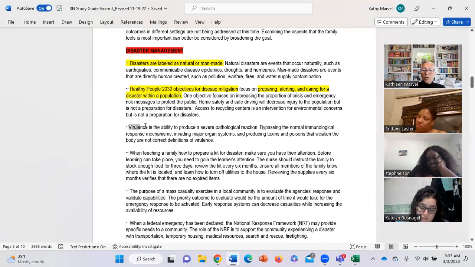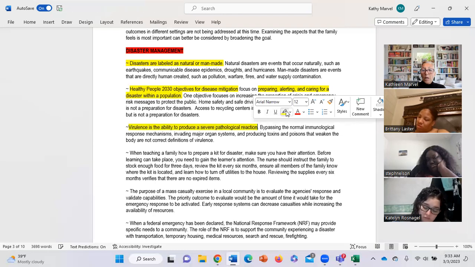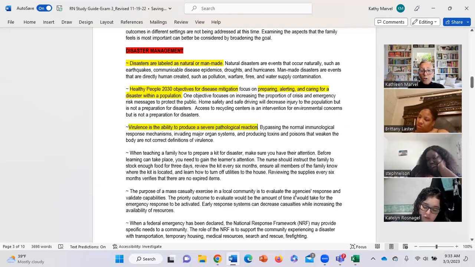What's the definition of virulence? And we're talking about disasters here. Virulence is the ability to produce a severe pathological reaction.